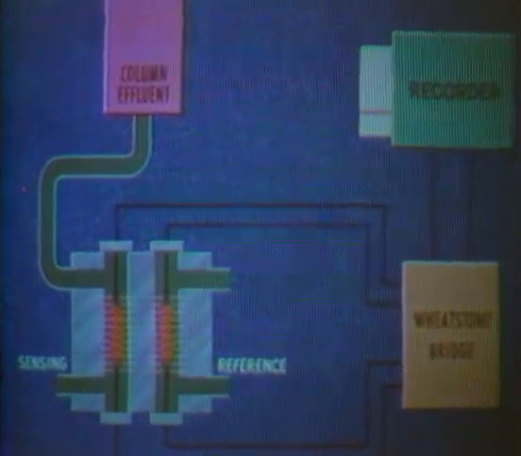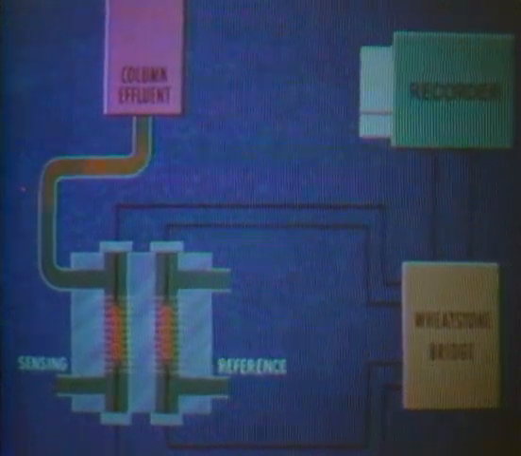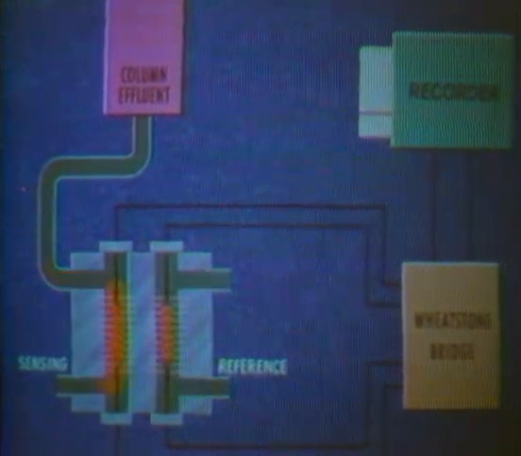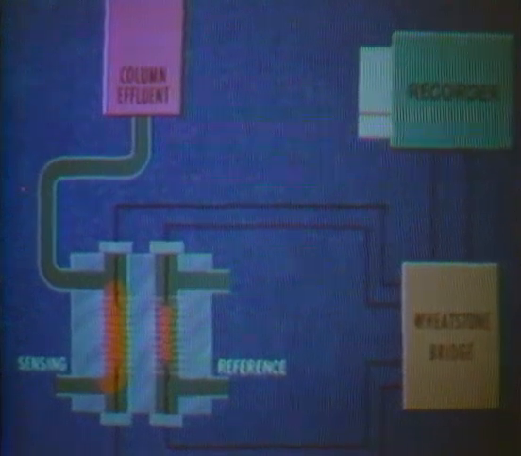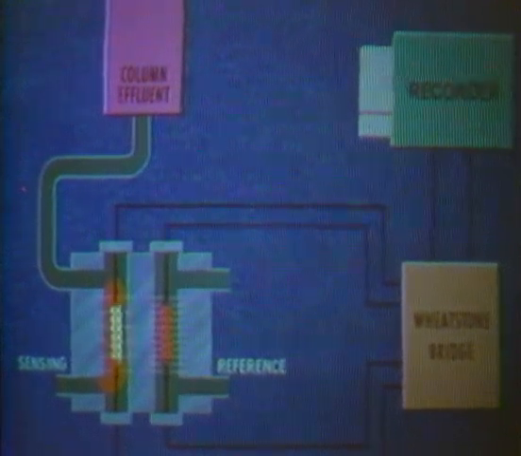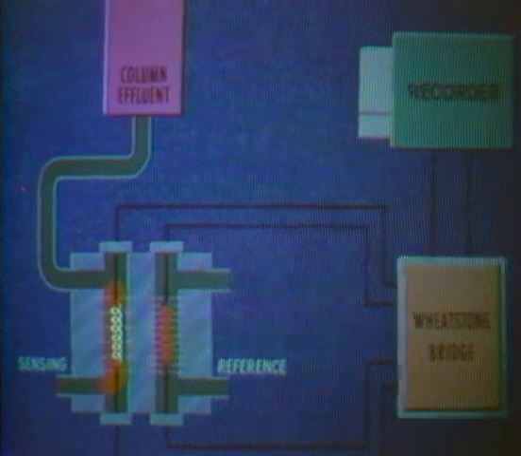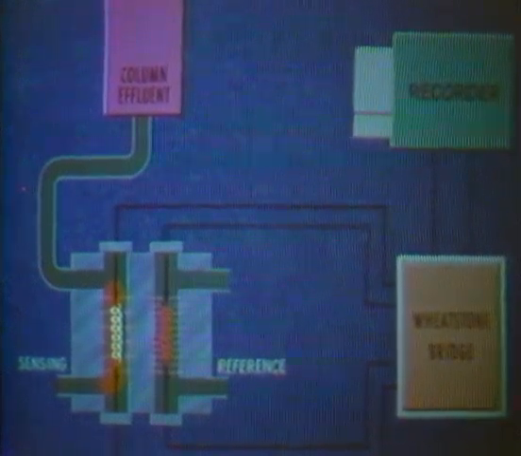But when a sample component enters the detector, the situation changes. The vapor of this component has a thermal conductivity that is different, usually lower, than that of the carrier gas. Thus, the heat dissipation from the filament suddenly changes. As a result, the temperature of the filament increases during passage of the sample component. This increases its resistance and upsets the balance of the Wheatstone bridge circuit. The off-balance is recorded on the chart paper in the form of a peak.